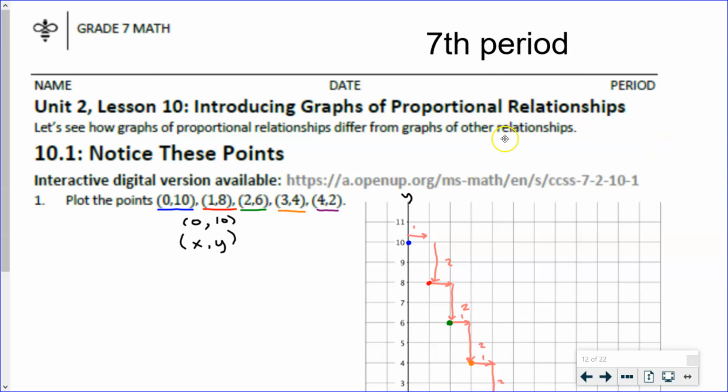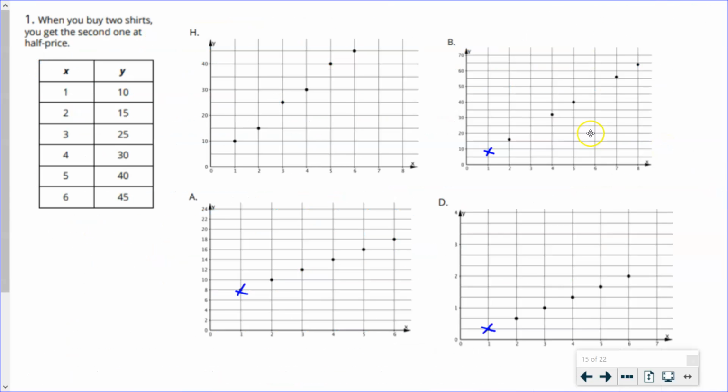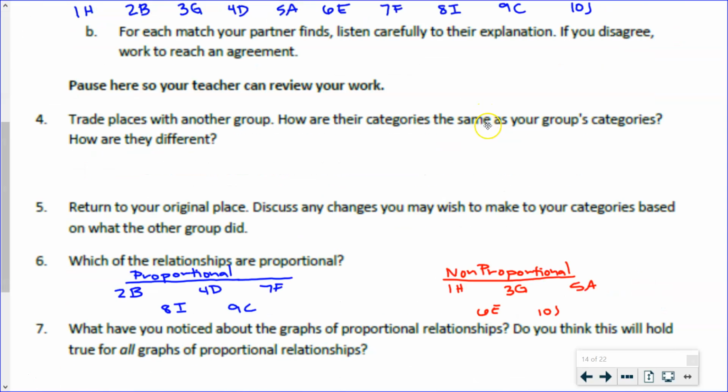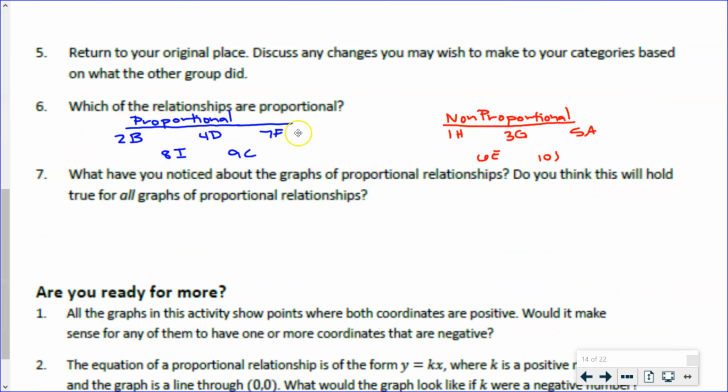Last time we had our PowerPoint where we were able to sort through all of our different cards, pairing them up with our tables, and then finding out whether or not they were proportional. So we had several that were proportional, several that were not, and to summarize, I've got all of that listed right here. These were the sets that were proportional, and these were the sets that were non-proportional. Here's what I'm going to ask you to do now.